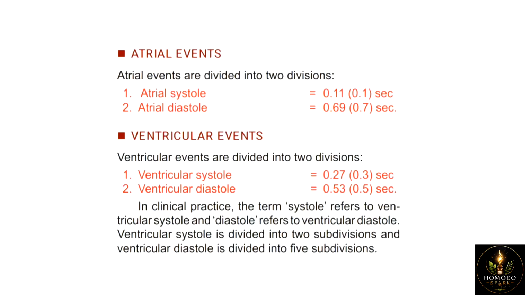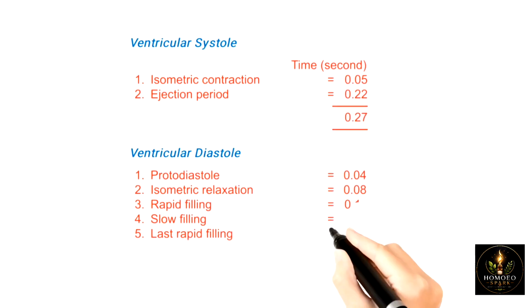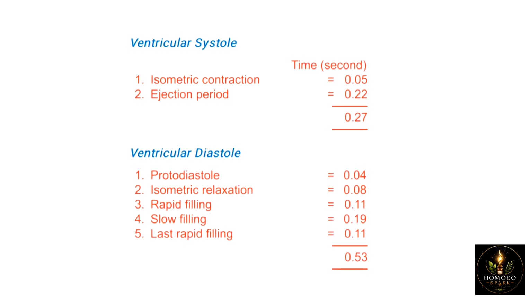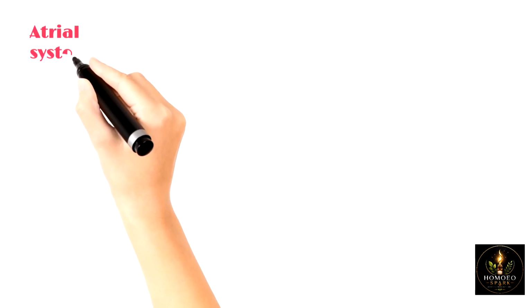Then if you see ventricular systole and ventricular diastole, the time period is important. Systole is 0.27 second and ventricular diastole is 0.53 seconds. So these are the events coming under systole and diastole of ventricle. So let's see this clearly. Let's start with the atrial systole.